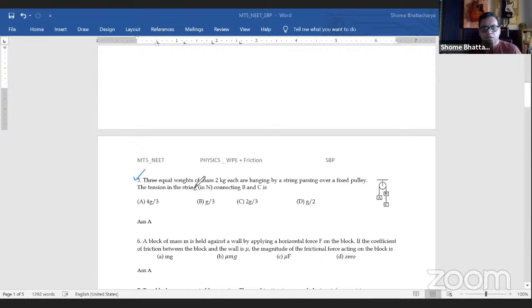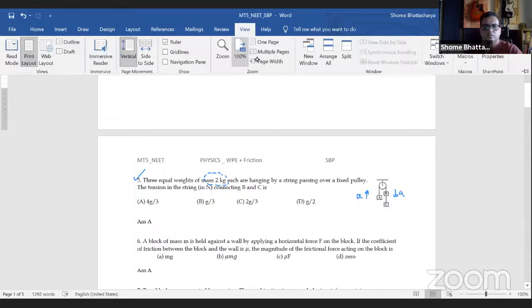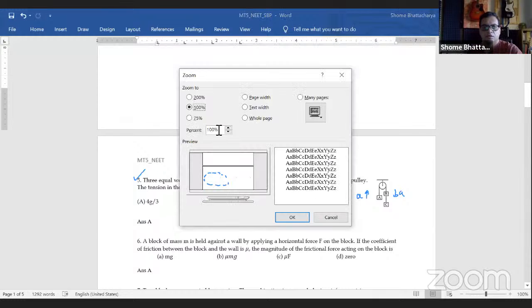So we have three equal masses or weights of 2 kg mass each. The tension in the string connecting B and C. So here you can see that this will be coming down, this side will be going up. So if we just, a second, I'll zoom into this a bit.